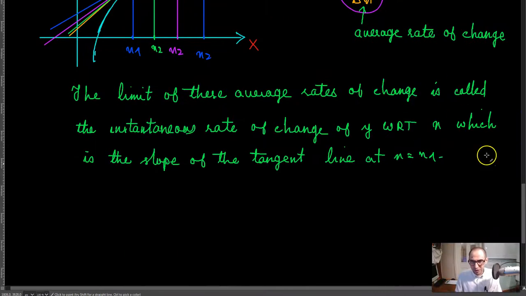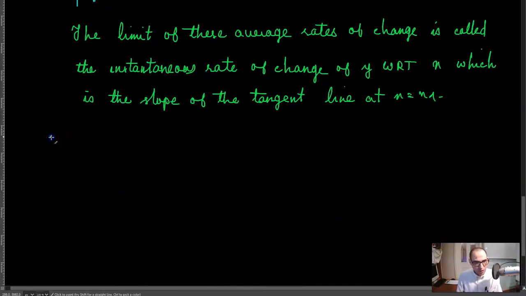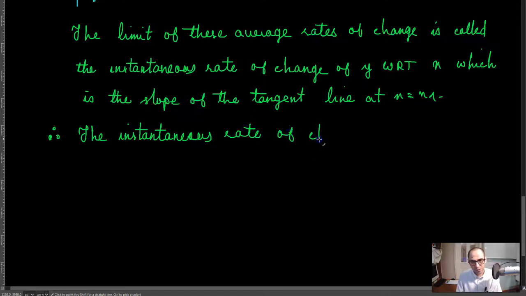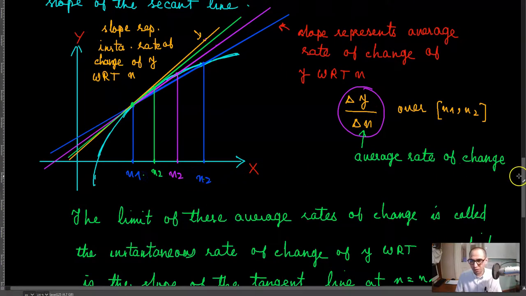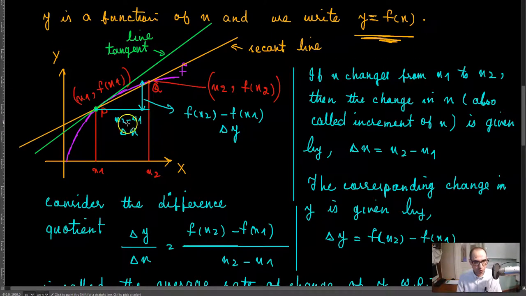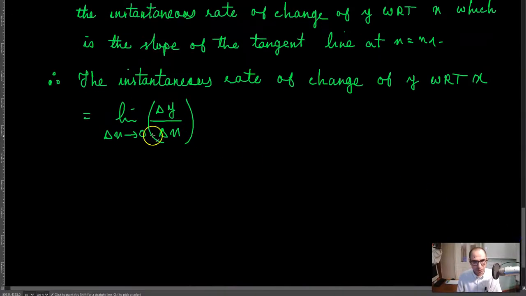So this means that, as a result, we can say that the instantaneous rate of change of y with respect to x is equal to the limit of delta y by delta x as delta x approaches 0. Because as x2 approaches x1, this delta x is getting smaller and smaller, meaning that as delta x approaches 0, x2 is approaching x1, right?